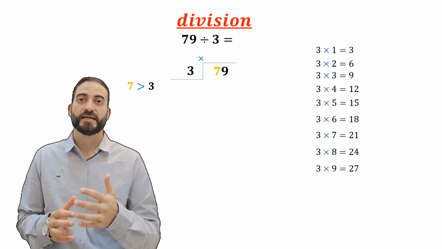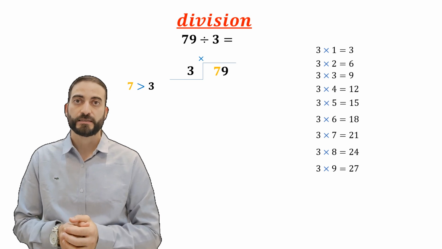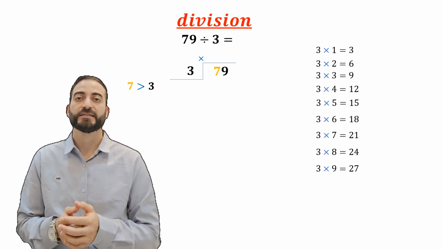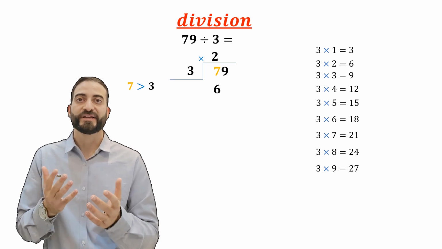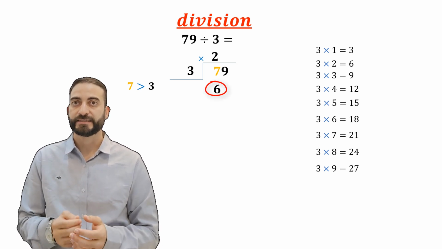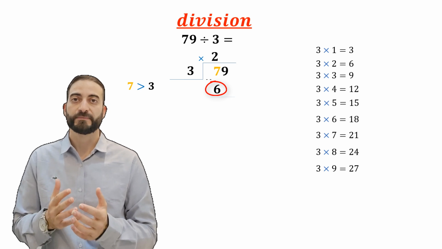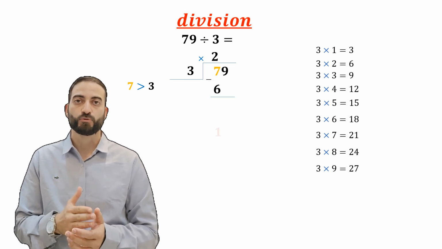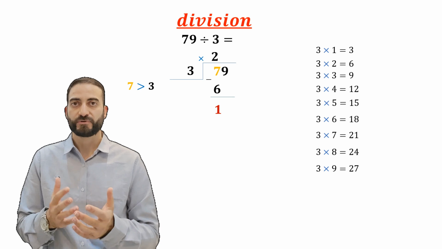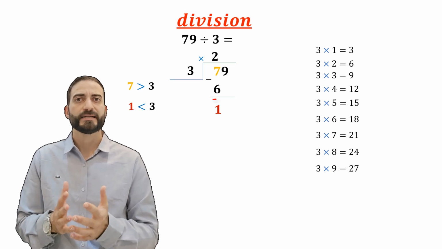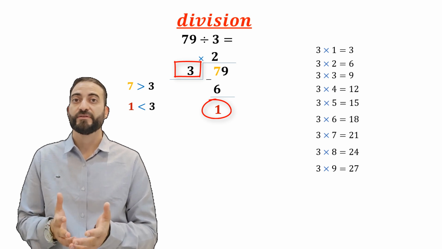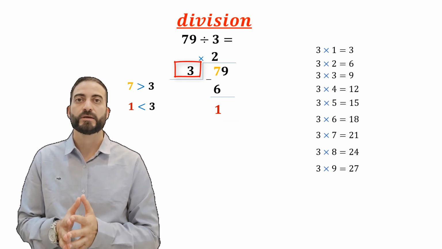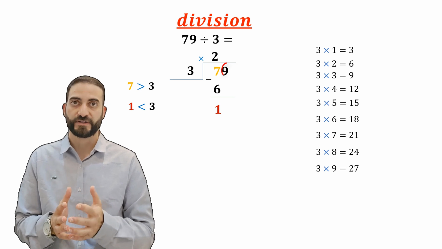Now we write the number multiplied by the divisor, which is 2. We write it here. Now we multiply 2 by 3, so we get 6, and write it here. Now we do subtraction. 7 minus 6 equal 1. Now ask ourselves, is 1 greater or equal to the divisor, which is 3? The answer is no. This means we have to put the number beside the 7 here.